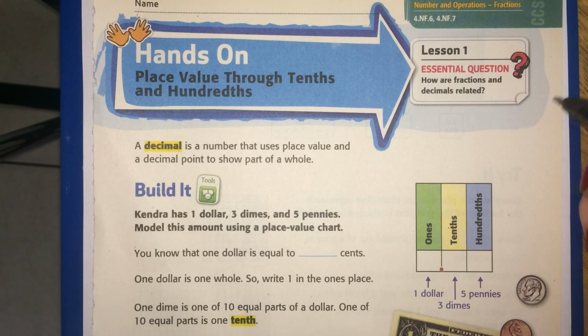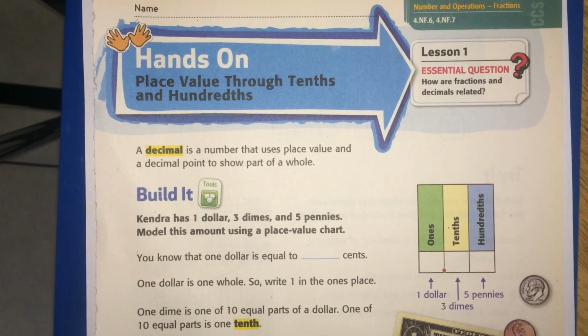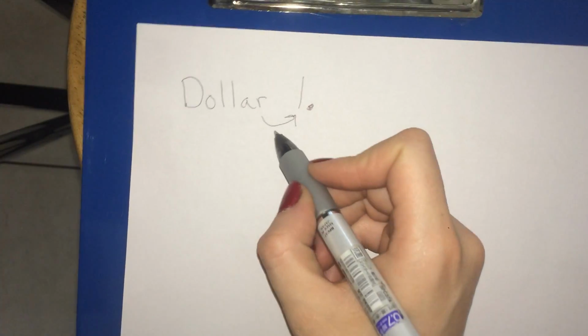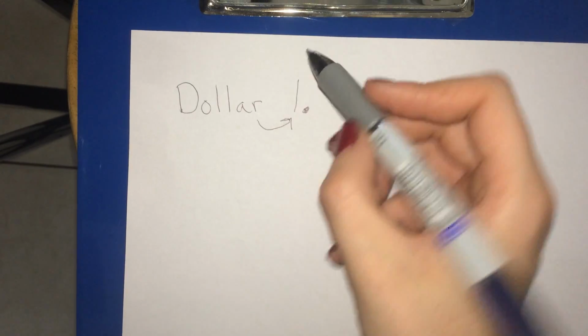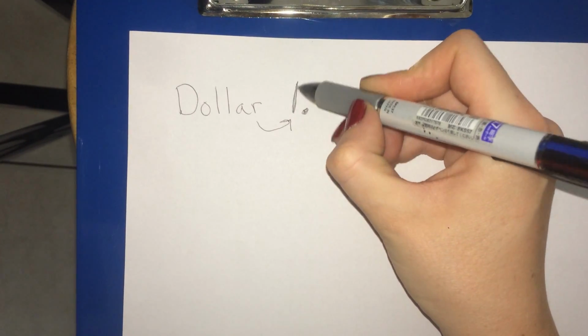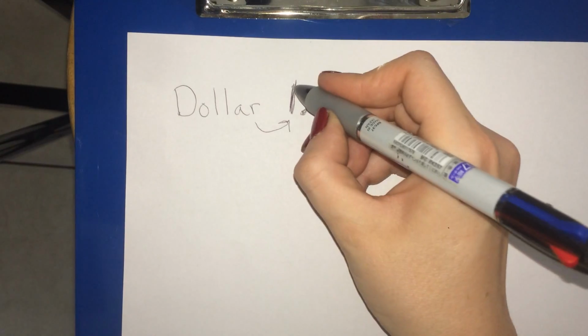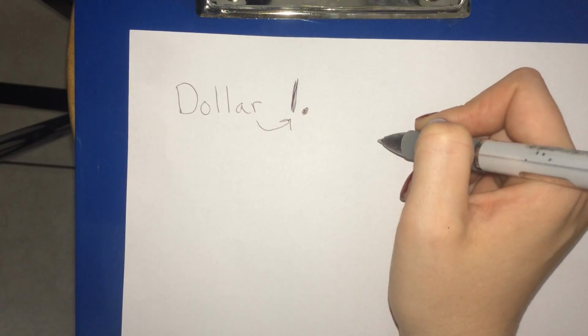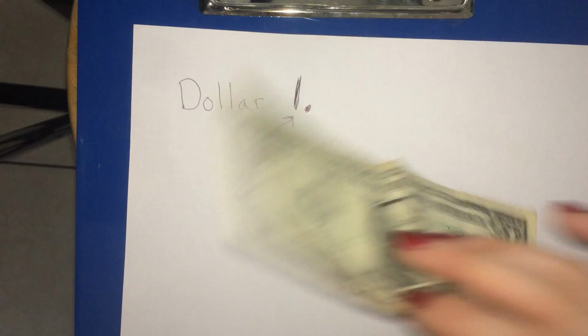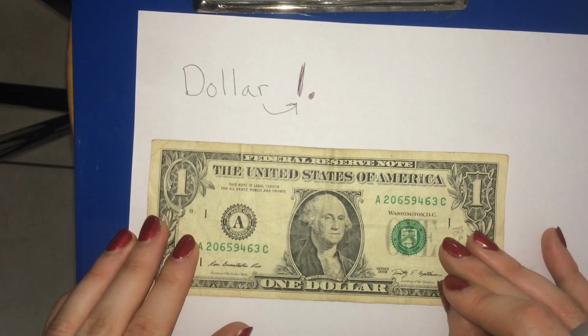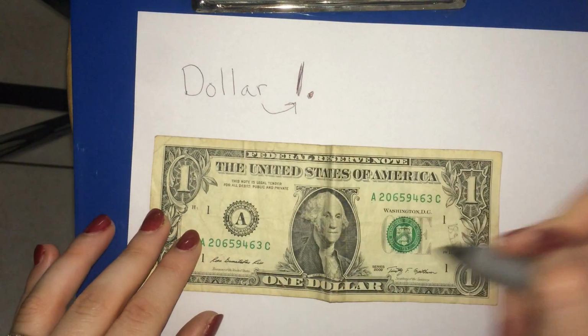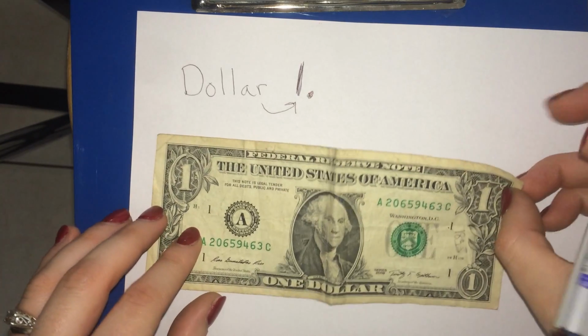This chapter is all about decimals, but this chapter uses American money as a way to demonstrate decimals. So I just want to go over American money with you first. In American money, the dollar is the one value. It's the value that will be to the left of the decimal point. And this is what a dollar looks like. It's always cash. Well, it's generally cash.